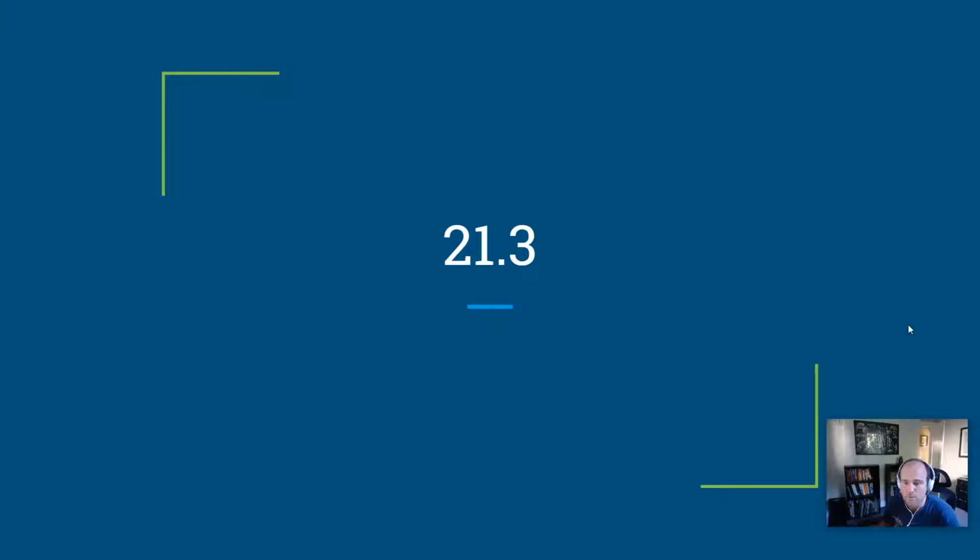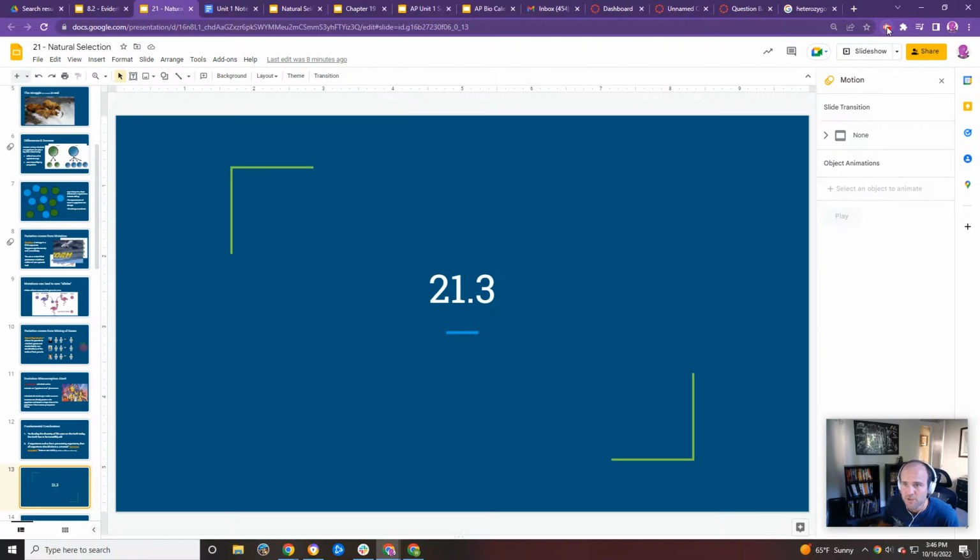That's it for 21.1, and we're actually going to be skipping 21.2 because that's going to deal with some genetic components that we'll be addressing once we've talked about genetics.